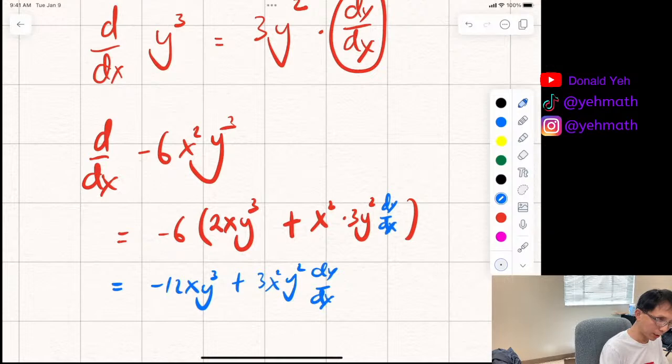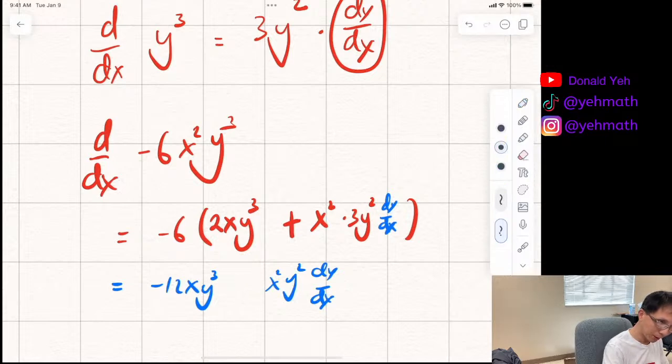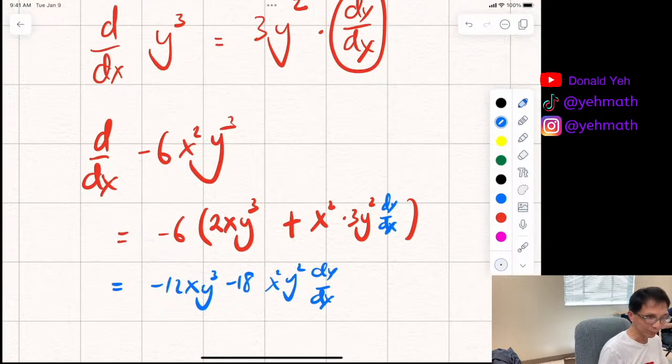Negative 6 to the... Oh, negative 6. Did I forget that? Yeah, you did. So negative 6 times 3 is negative 18. Maybe. I'm not really focusing today. Is that okay? Okay.